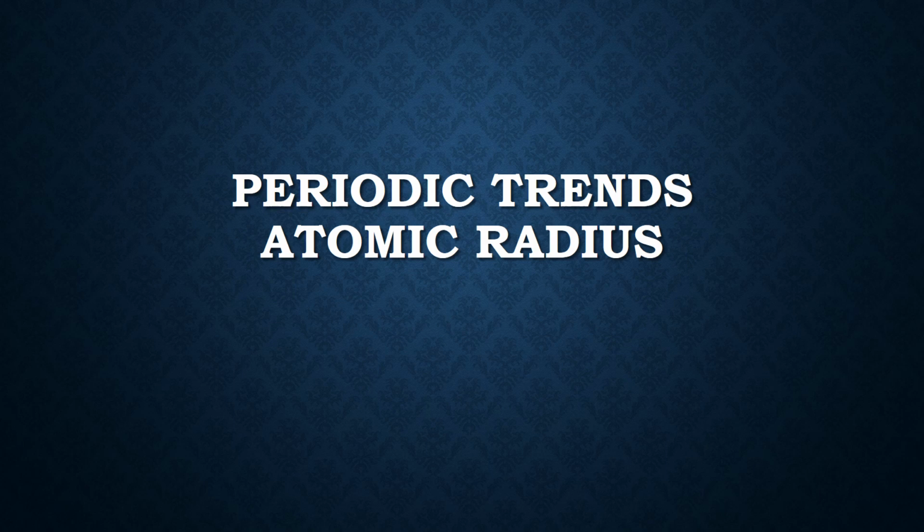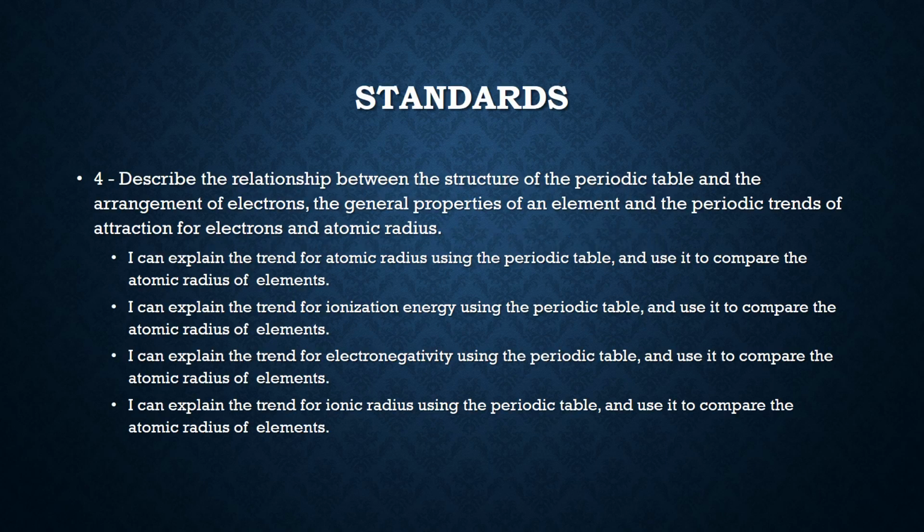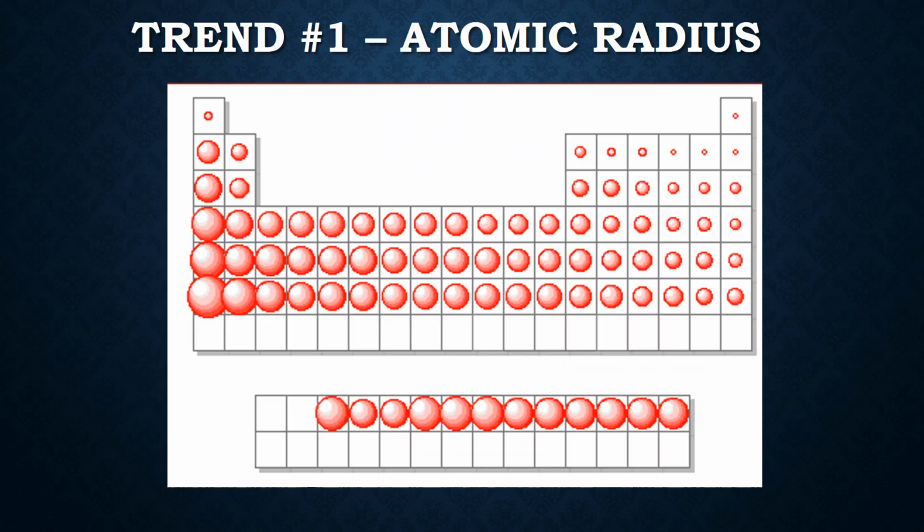All right, atomic trends. This is the first trend that we are learning about, atomic radius. So this is a standard, so we're talking about this first one. I can explain the trend for atomic radius using the periodic table and just compare the atomic radius of other elements. So you should be able to do that by the end of this.